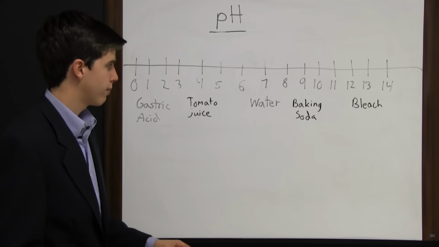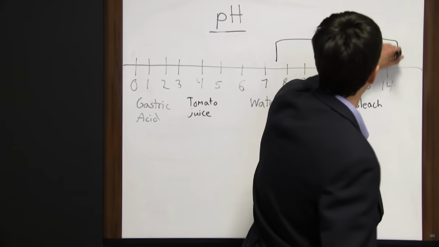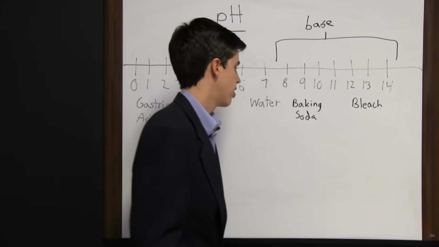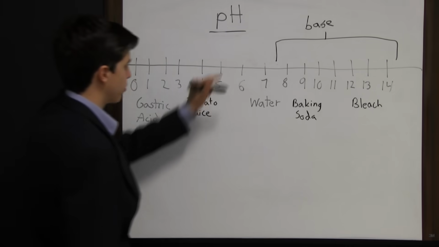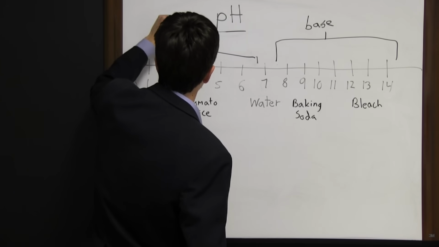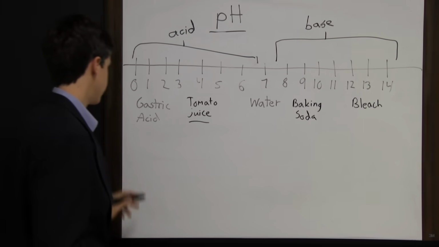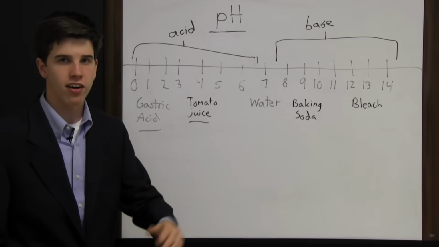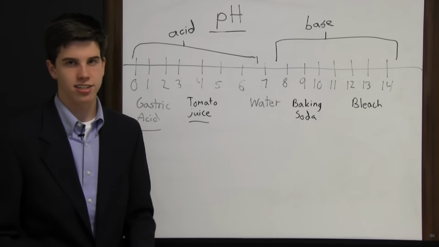Any substance with a pH larger than 7 is considered a base. So everything from 7 over to 14 is considered a base. Common bases that you probably know of are baking soda and bleach. Now any substance with a pH below 7 is considered an acid. Some of those that you may know of are lemon juice, tomato juice, and gastric acid. So water is kind of the middle bar on the pH scale, and anything to the right is the base, and anything to the left is an acid.